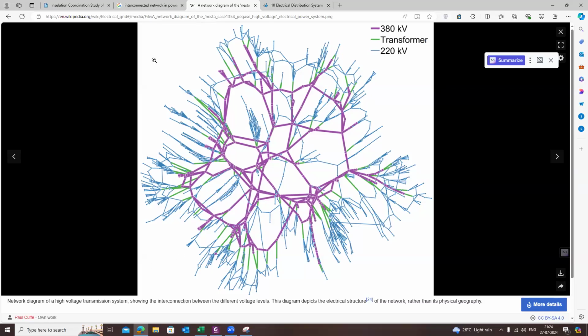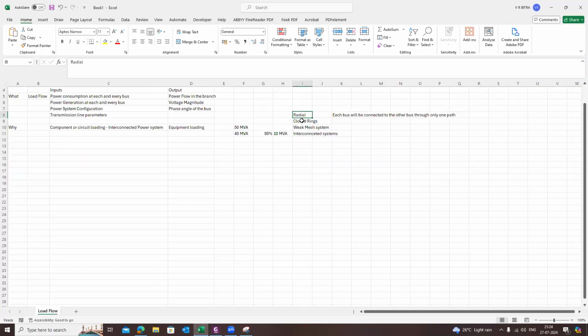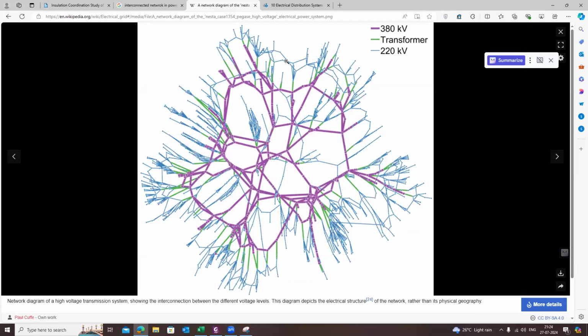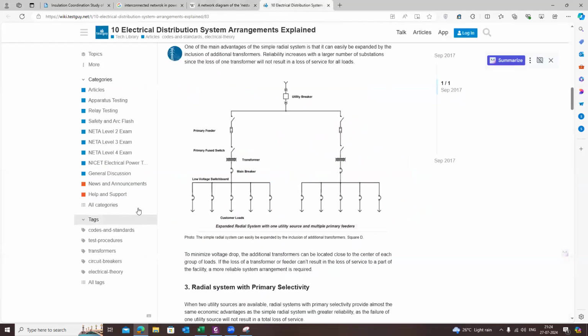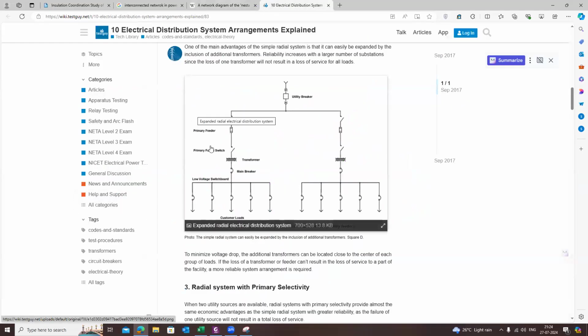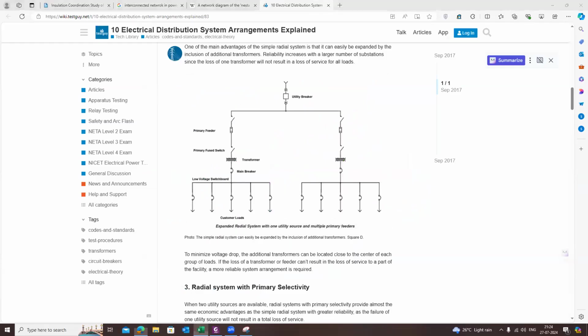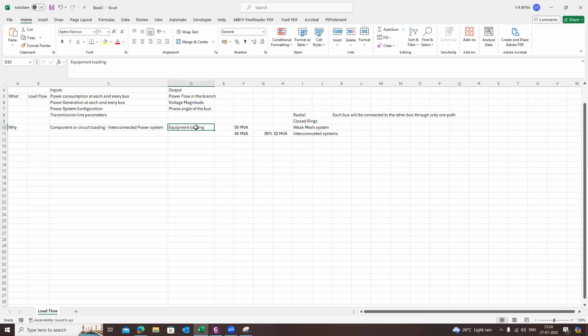Okay. But of course, in ring main systems, we can do it to a certain extent. Especially when we are talking about interconnected systems, it is not possible to perform the load flow through manual calculation. In the radial system, if you know the individual loads, you can sum them up and get the power flow. So finding the equipment loading is not really a constraint in a radial system, whereas it is a constraint in the other systems, like closed rings, weak mesh systems, and interconnected systems. I hope this is clear.